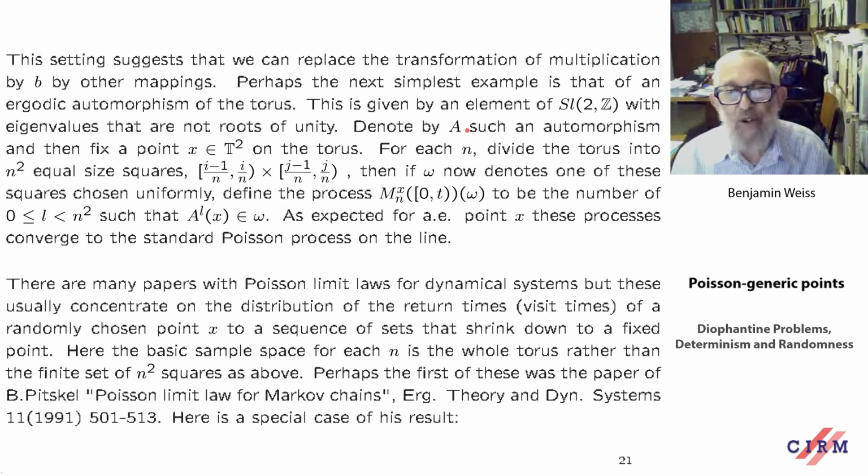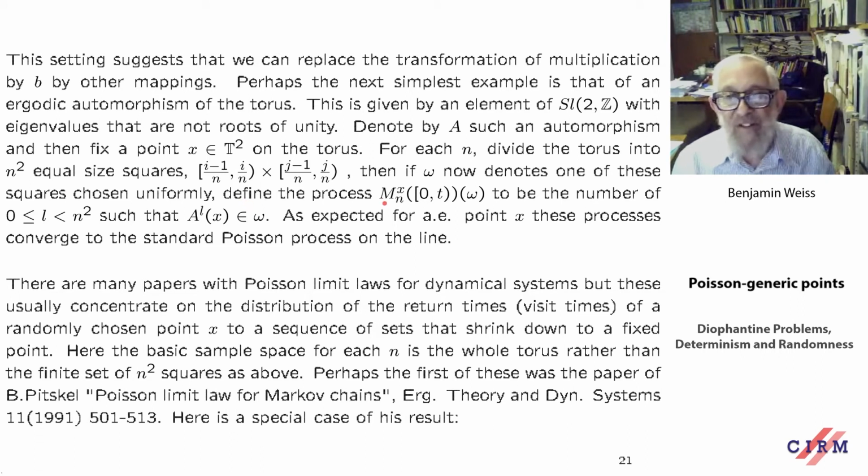Denote by A such an automorphism. You can think of the simplest matrix that you like. 2, 1, 1, 1, for example, is probably the simplest one. And now fix a point on the two torus. For each n, divide the torus into n squared equal size squares. So this is just a checkerboard pattern. Now, omega denotes one of these squares chosen uniformly.